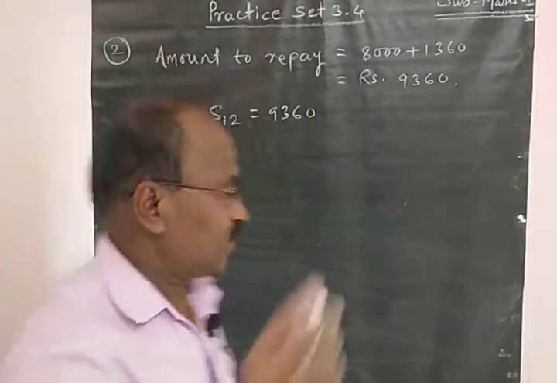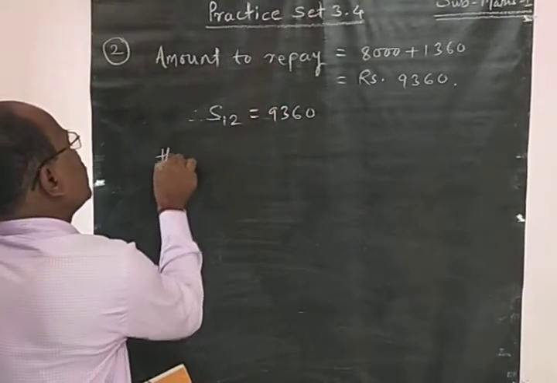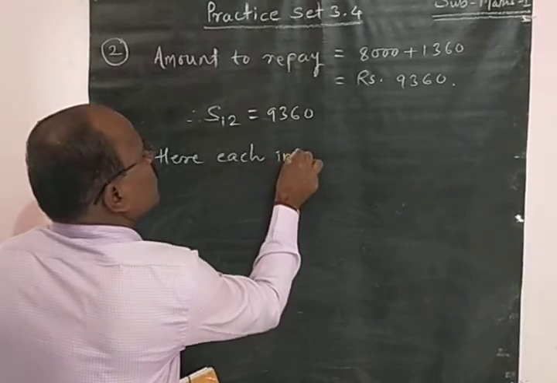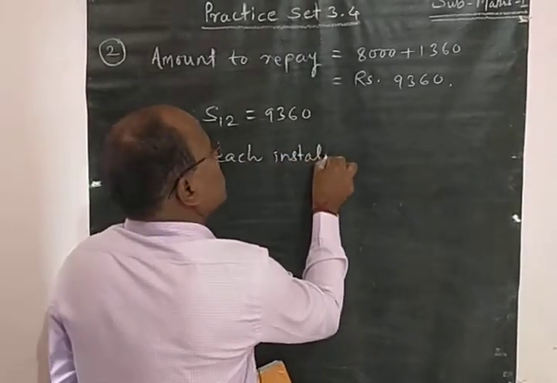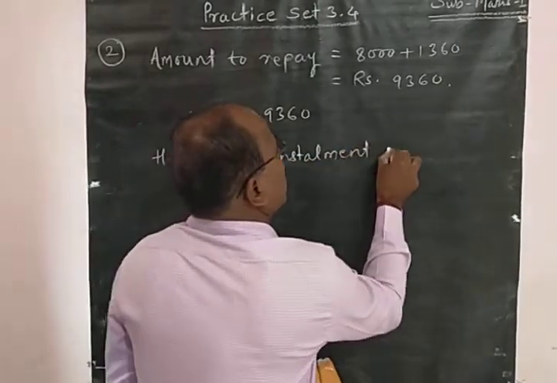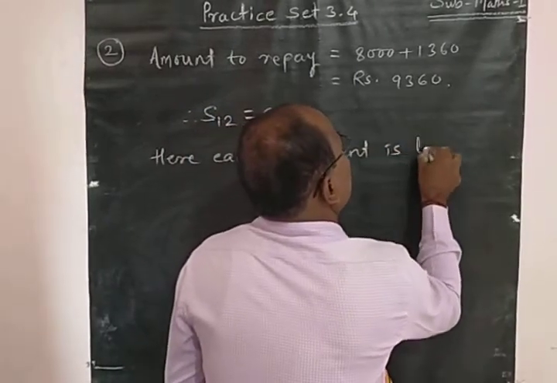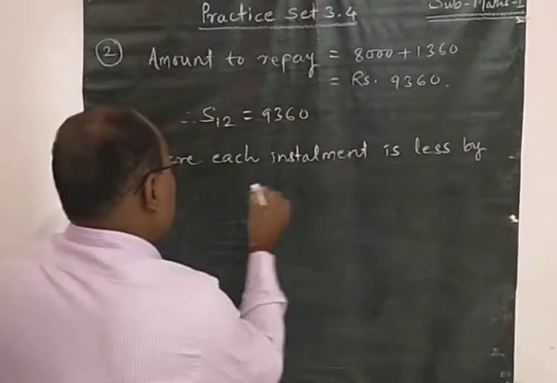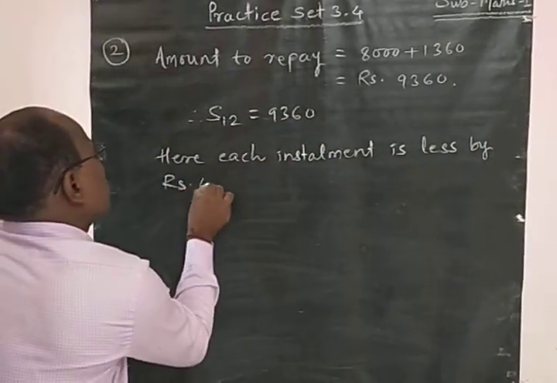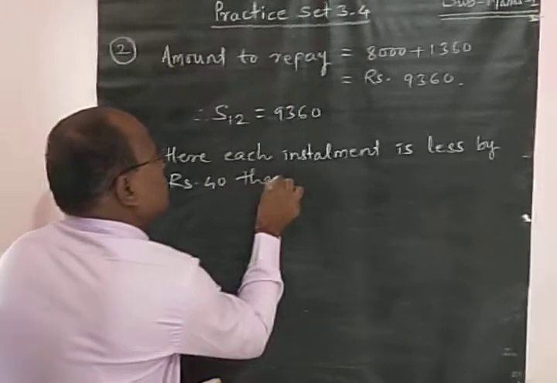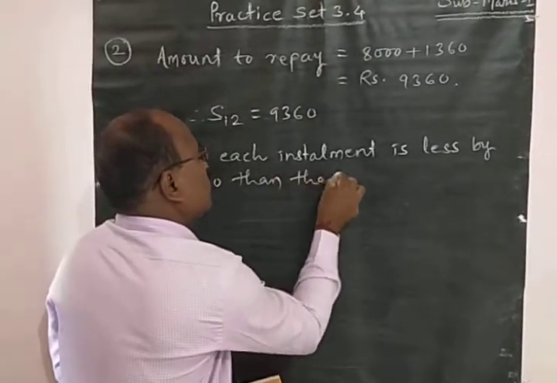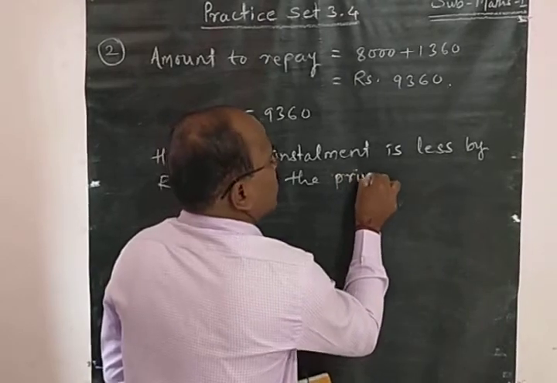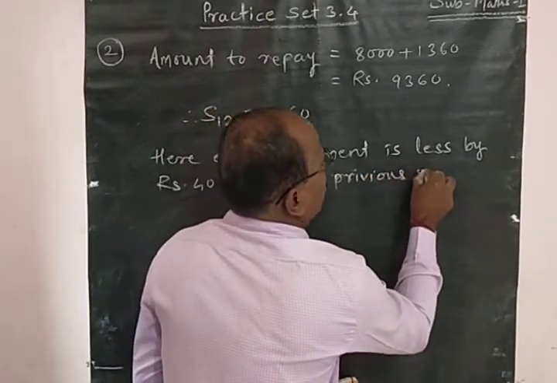Here each installment is less by rupees 40 than the previous installment.